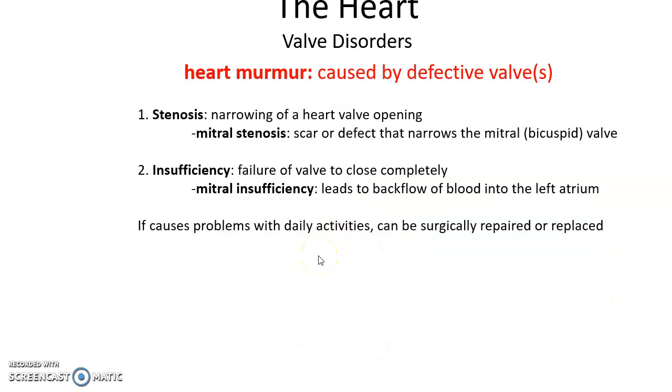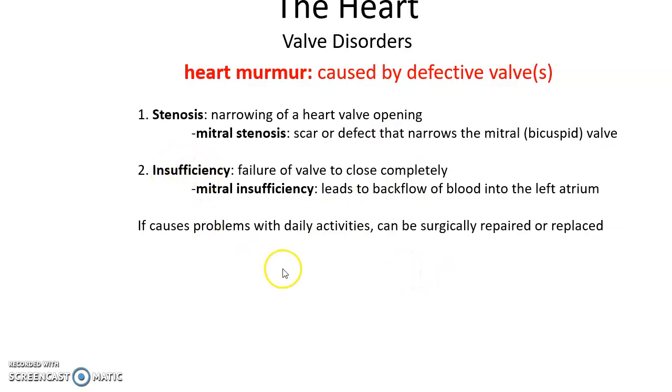Heart murmur. You might have heard about a heart murmur. It's an abnormal sound to the heart's beat. And it turns out a heart murmur is caused by defective valves. One or more of the valves is defective, either via stenosis. Stenosis is when the heart valve's opening is narrowed, maybe by congenital disorder, maybe by scar tissue forming, basically meaning that it's harder for blood to get through that valve and it makes a strange little sound.